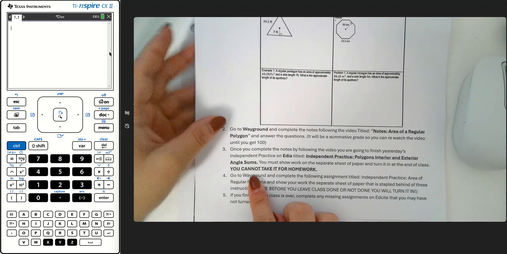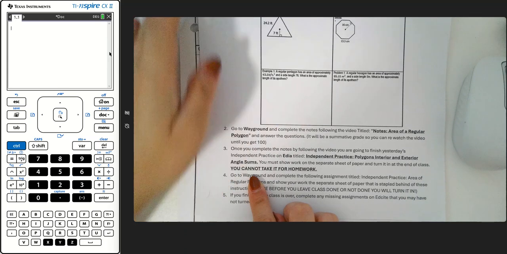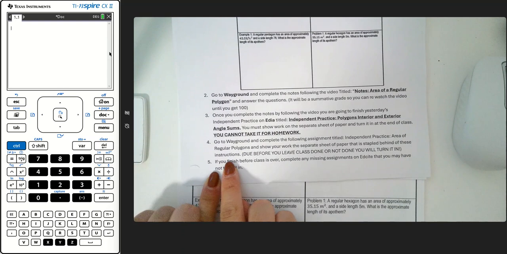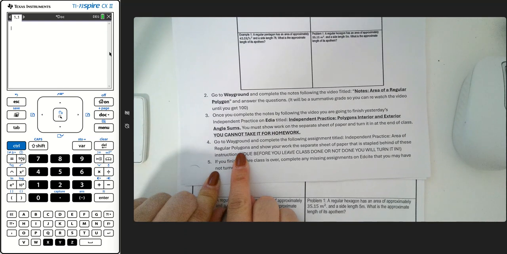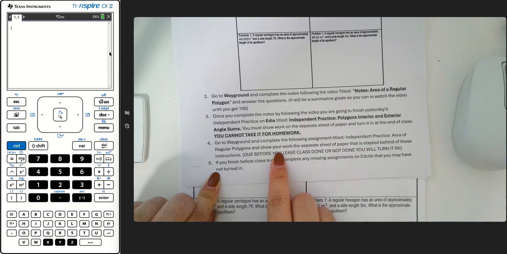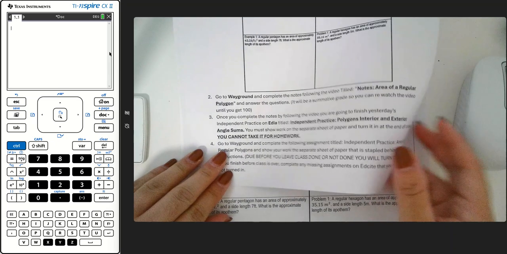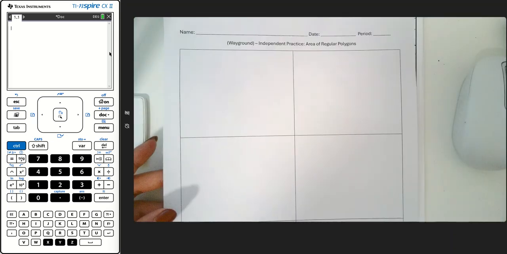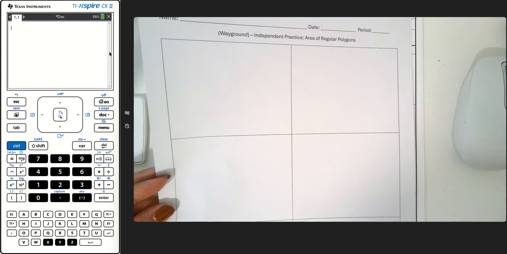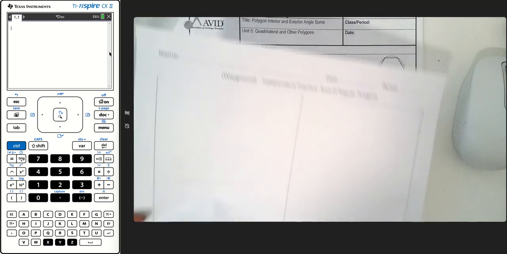Okay? Let's say you finish this video and the independent practice we started yesterday. Then you're going to stay on Wave Ground and look for the assignment called Area of Regular Polygons, and you're going to show your work on the separate sheet of paper that's stapled behind these instructions. You're going to turn it in, done or not, guys, so please make sure that you're using your time wisely.